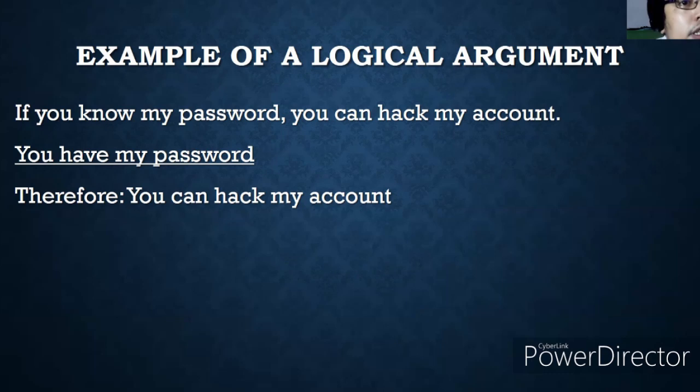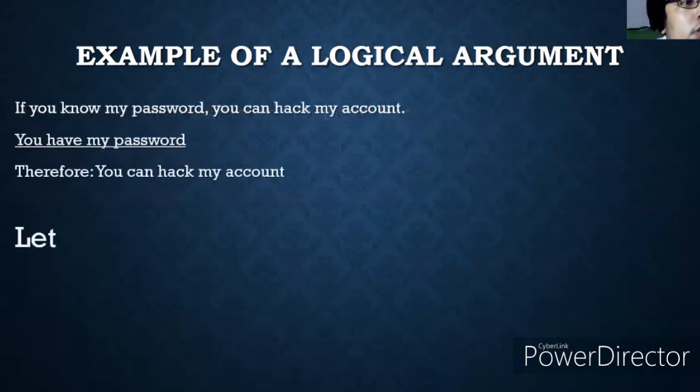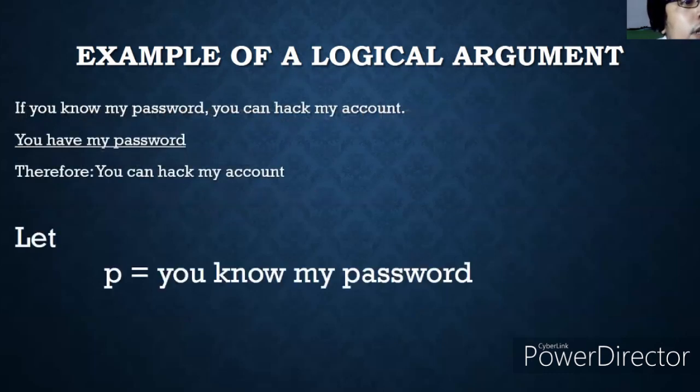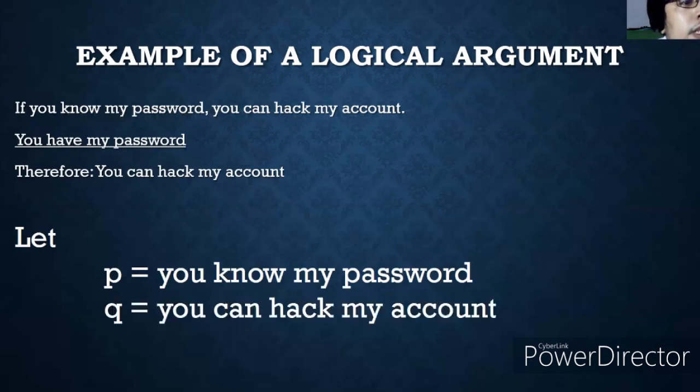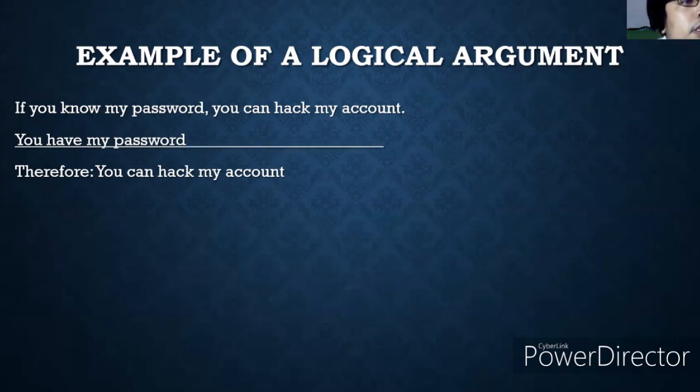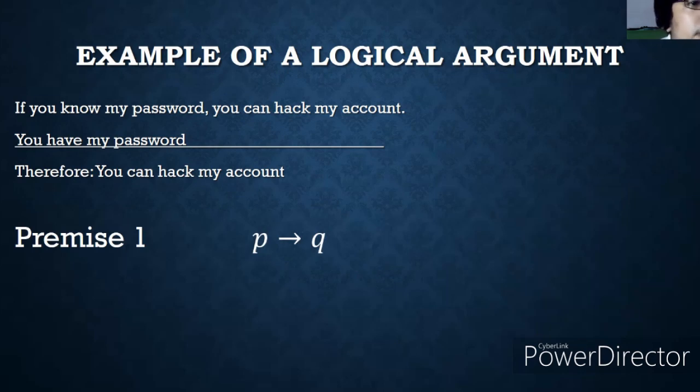So based on this logical argument, if we let P be "you know my password" and Q be "you can hack my account," then this would be our premises. Our premise number one is P implies Q. We just simply transform the given sentence: if you know my password, you can hack my account. So that is our first premise.